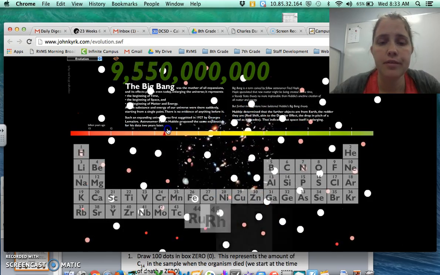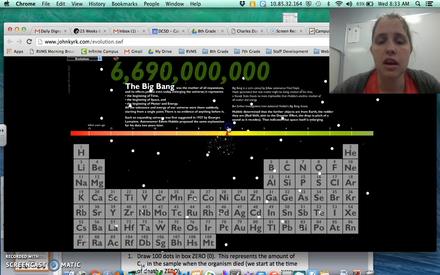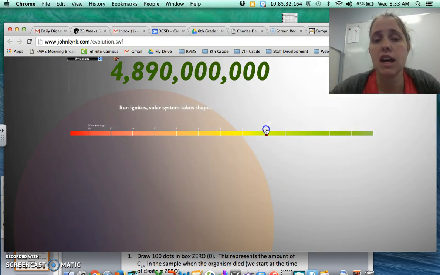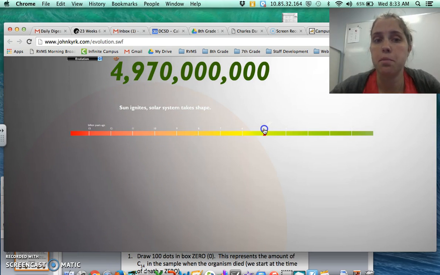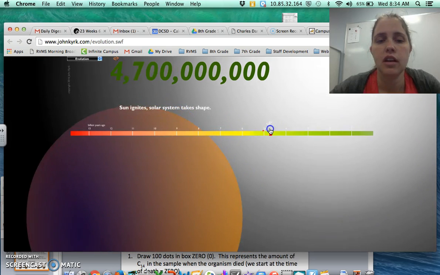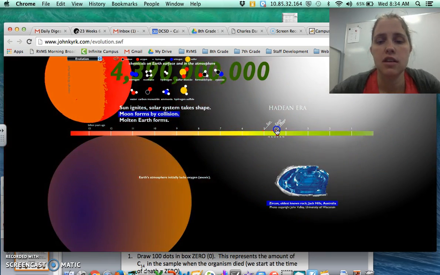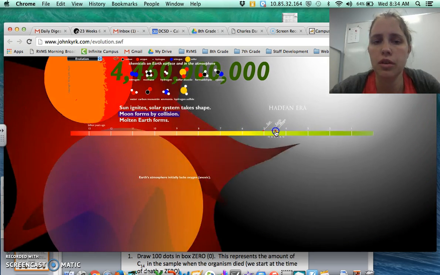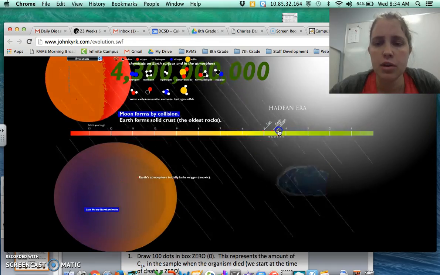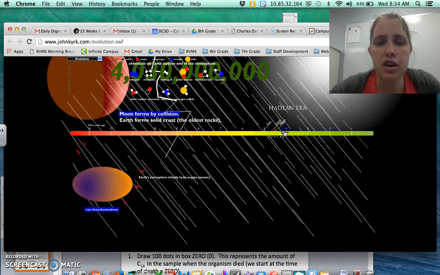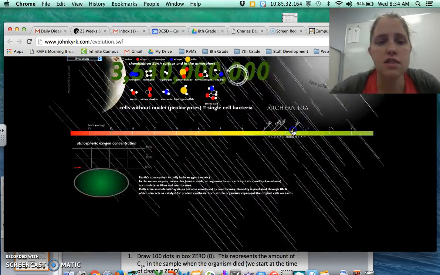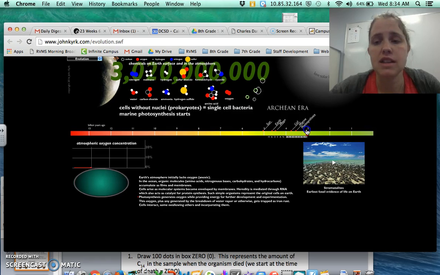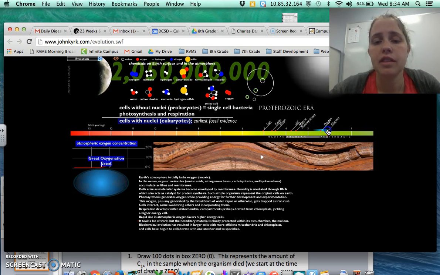Okay, so you'll notice that all the elements have been created that we know of. And now the sun ignites. So the sun is about 4 billion, almost 5 billion years old. Okay, and our solar system takes place. So here's the Earth right here. Okay, 4.6 billion years ago. Okay, we start our different eras on Earth. So the moon collides with the Earth. The Earth forms a solid crust. We get oceans forming, we get cells forming, we get different organisms forming. Earth's atmosphere stabilizes. All these different things happen, and there are different eras.